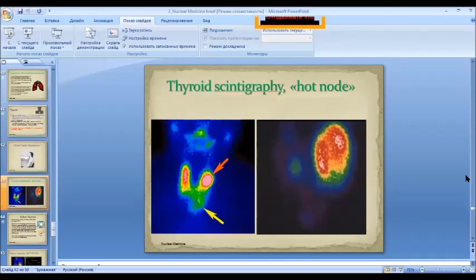And for example, we can see on this slide, arrowed by a red arrow, the presence of a so-called hot node in the thyroid gland. It's an area of increased uptake of radioactive tracer. Usually it shows us a site of malignancy in the thyroid gland.